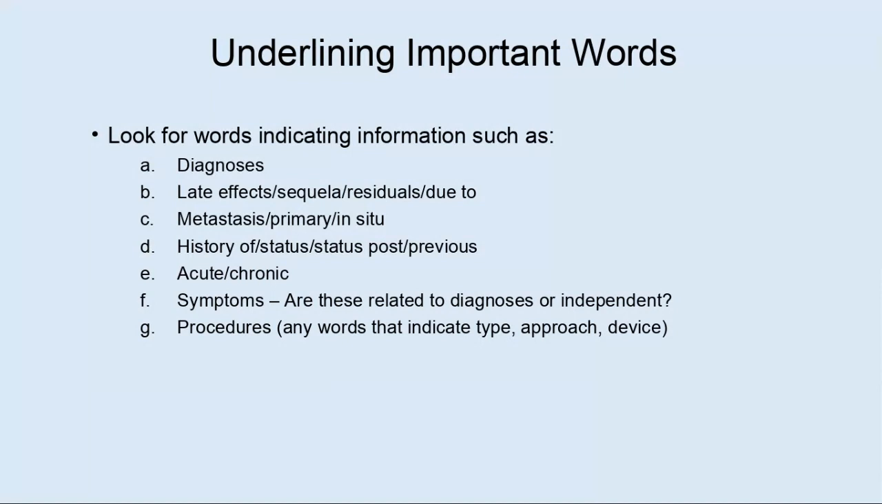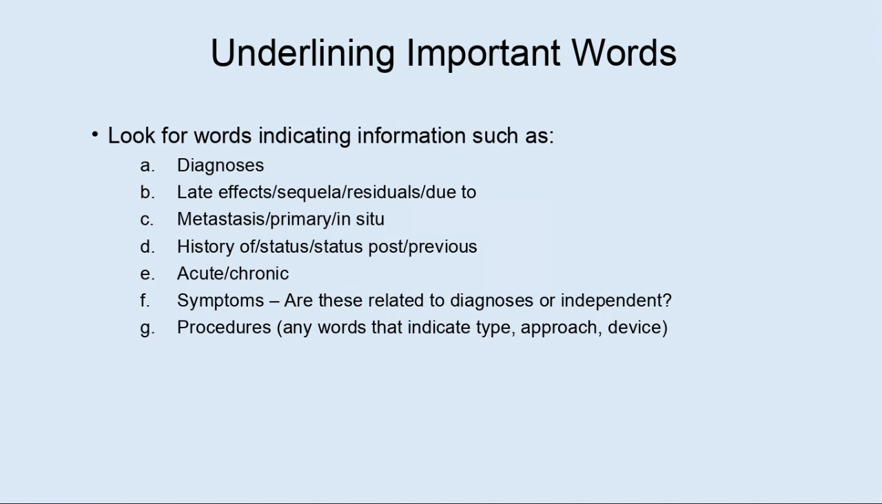Well, your next question is, how do I know what I need to select a code? This comes from practice. As you become more familiar with codes and guidelines and how the system works, you'll be more familiar with what information is needed for coding, and you'll know what to underline. So look, for example, for codes indicating a diagnosis, a late effect, a sequelae, residuals, any due to, a metastasis, primary, in situ, these kind of words, history of, status post, previous, that kind of thing, whether something is described as acute or chronic.